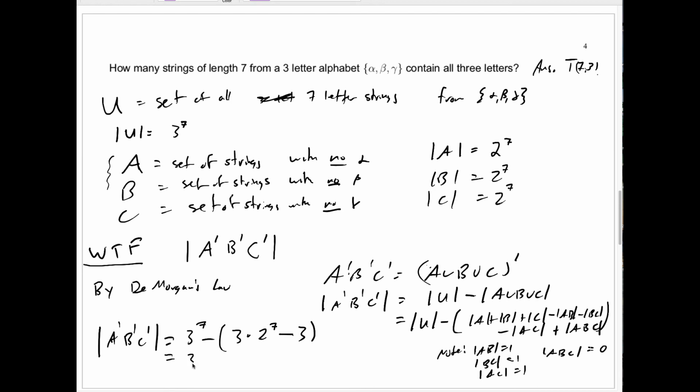In other words, we have 3 to the 7th minus 3 times 2 to the 7th, then plus 3, and that will be equal to, what do we have here? That will be equal to 2187 minus 3 times 128, that's 2 to the 7th, plus 3, and we'll end up with exactly 1806.